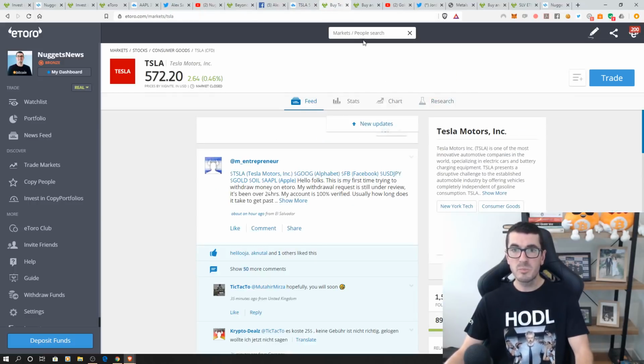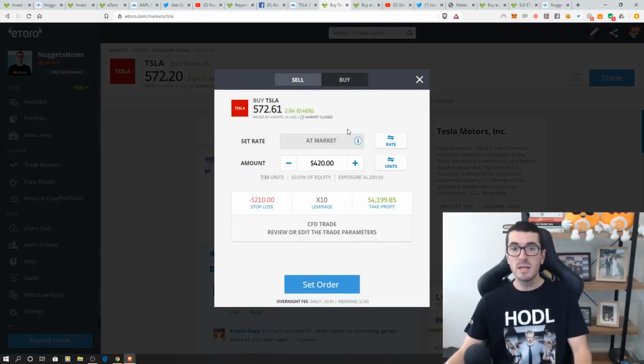So if we head back over to the platform, we can search for the name of our favorite stock or commodity that we want to trade. I've already got Tesla up here. So we just click on trade, and that's going to bring up this screen. And then we can choose if we want to buy or sell.